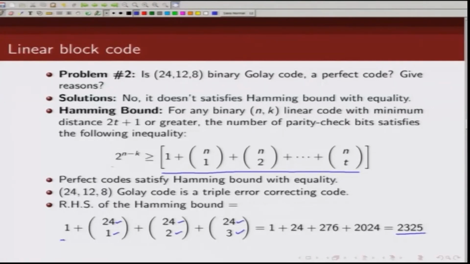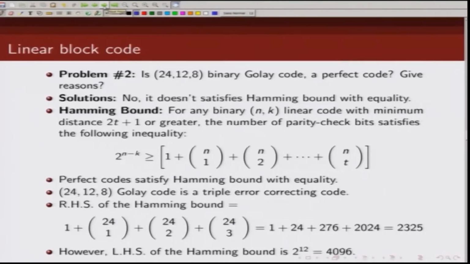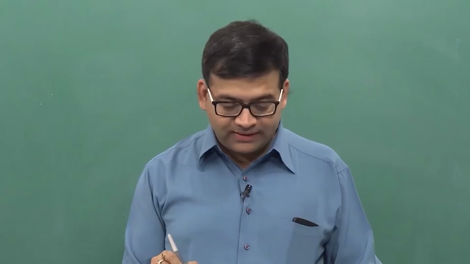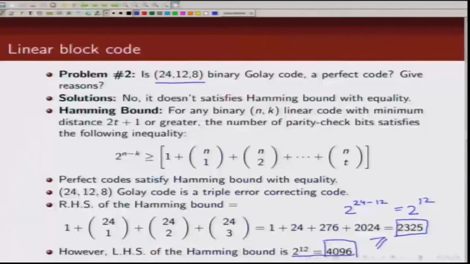Now, let us look at the left hand side. This is 2 raised to the power n minus k. n is 24, k is 12, so this will be 2 raised to the power 12, which is equal to 4096. Now, note that the left hand side is greater than the right hand side. Left hand side is 4096, right hand side is 2325. So, this particular code does not satisfy the Hamming bound with equality, and hence it is not a perfect code.